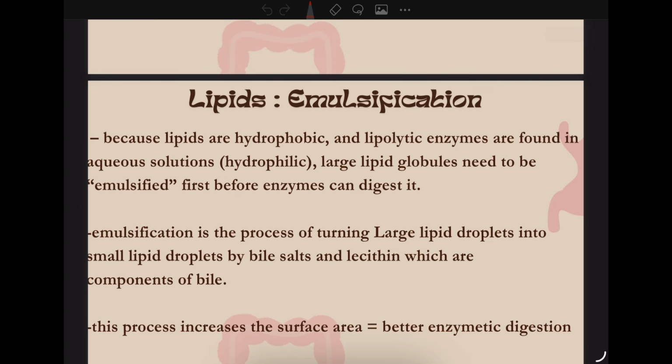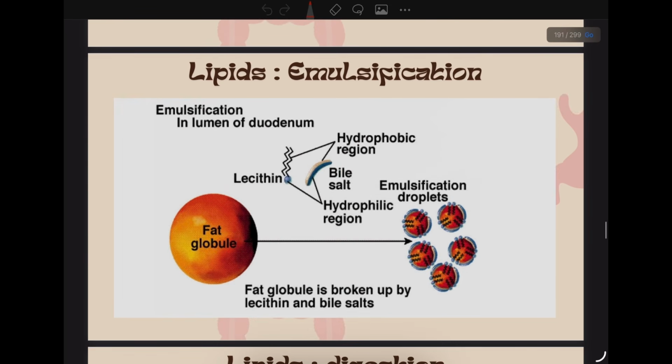Lipolytic enzymes are found in aqueous solution, so they are mixed with water, which is hydrophilic, so they cannot mix well. So what do we need to do? We first do something that we call emulsification, which is basically turning big globules of lipids, can you see, into smaller globules. Smaller droplets.